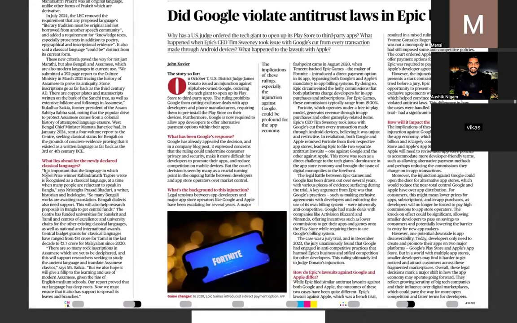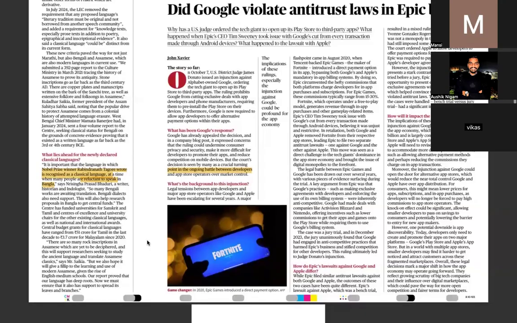So it's important that the language in which Nobel Prize winner Rabindranath Tagore wrote is recognized as a classical language, at a time when many people are reluctant to speak in Bangla. Even people who speak in the regional languages or the classical languages are looked down upon, as if they are backward or don't know English. So that can also be one of the aspects. Through this we can deal with the taboo that is associated with it. And then many rock inscriptions in Assamese are yet to be deciphered.